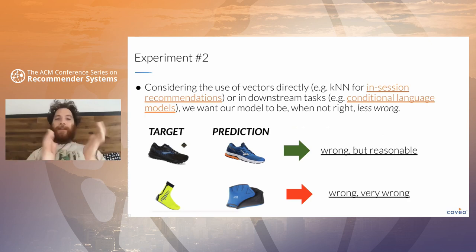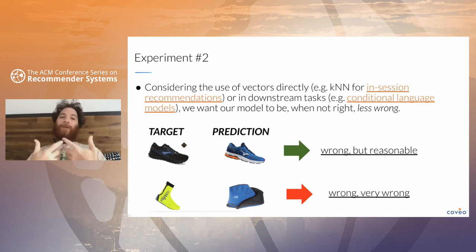In the first example, the target is a pair of sneakers. The prediction is another pair of sneakers. So technically, this is wrong in our test set, but it's a reasonable mistake. In the second case, the target is a sock, and the prediction is a pair of gloves, which is not just wrong, but very wrong.